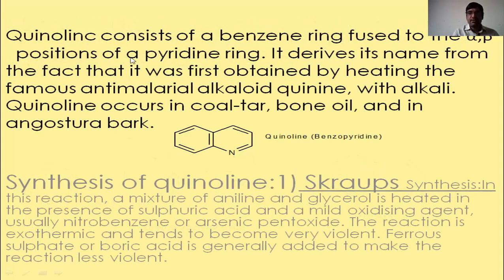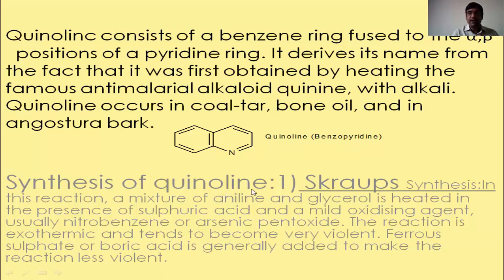The second condensed heterocycle is quinoline. Quinoline consists of a benzene ring fused with the alpha-beta position of the pyridine ring, meaning benzene fused with the pyridine ring. It derives its name from the fact that it was first obtained by heating the famous antimalarial alkaloid quinine with alkali. It occurs in coal tar, bone oil, and in the angostura bark. This is the quinoline. This benzene ring is fused with this pyridine ring. That's why its IUPAC name is benzopyridine. The common name is quinoline.